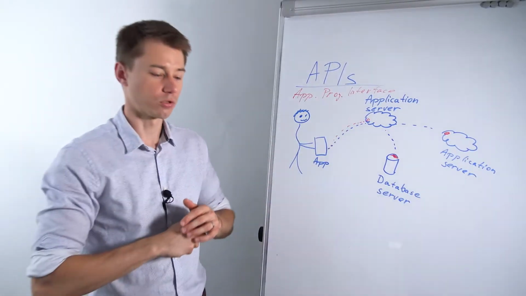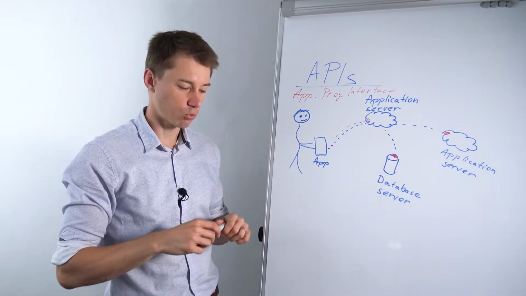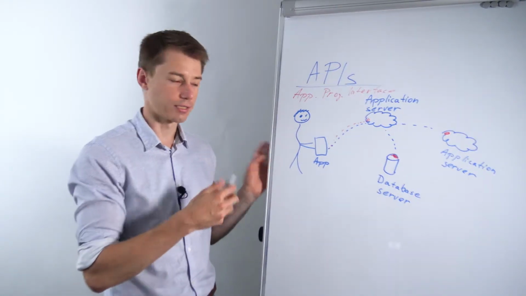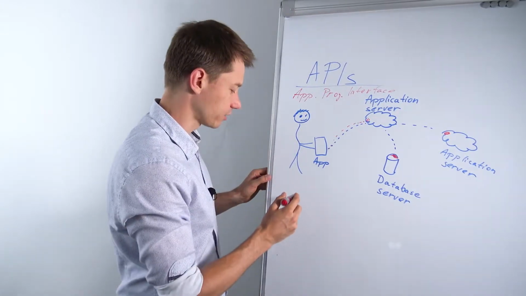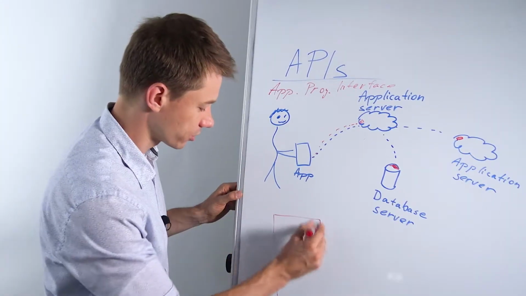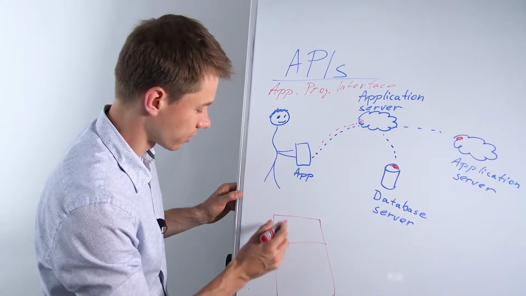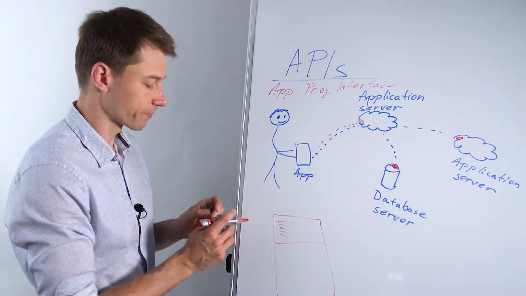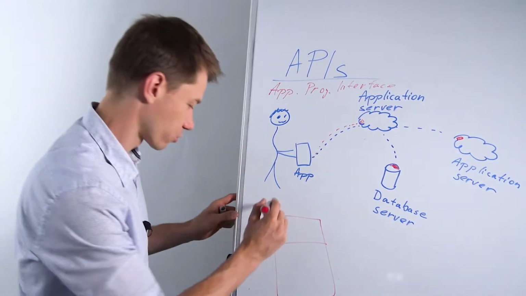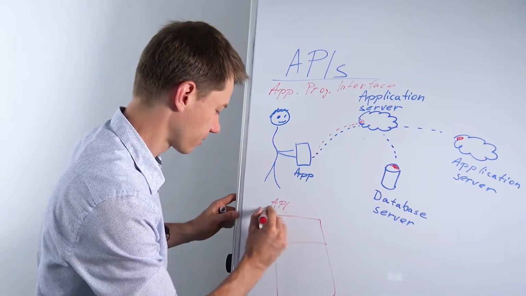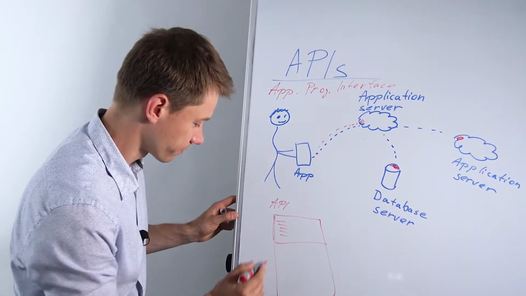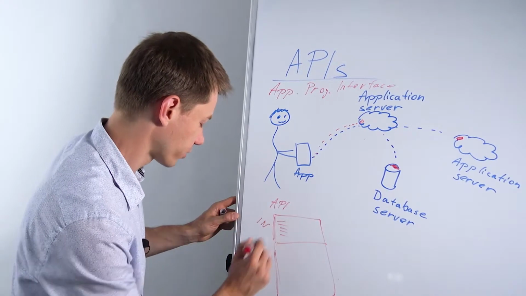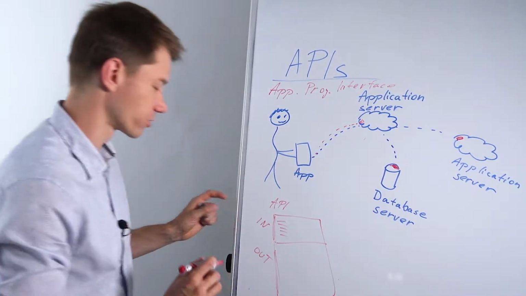So what could it be? I'm wondering how to explain it even better so you can visualize an interface. The interface could be literally a set of attributes. So say this is an API. These are the input attributes, and then there are some output attributes.